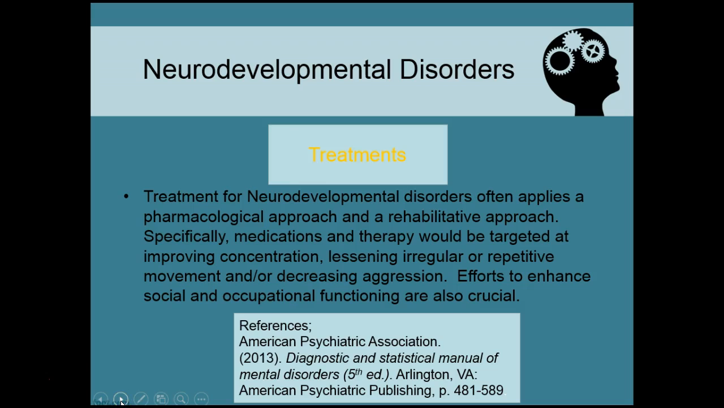Treatments for neurodevelopmental disorders often apply a pharmacological approach and a rehabilitative approach. Specifically, medications and therapy would be targeted at improving concentration, lessening irregular or repetitive movements, and/or decreasing aggression. Efforts to enhance social and occupational functioning are also crucial. Up until this point in our PowerPoint, the statistical and factual information has come in most part from the American Psychiatric Association's Diagnostic and Statistical Manual of Mental Disorders, 5th edition.